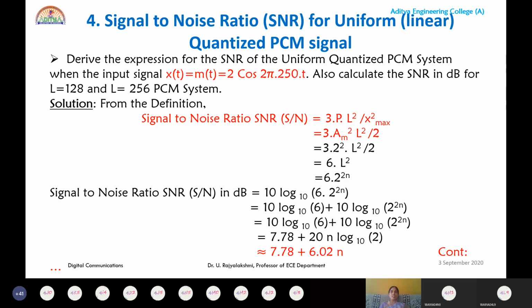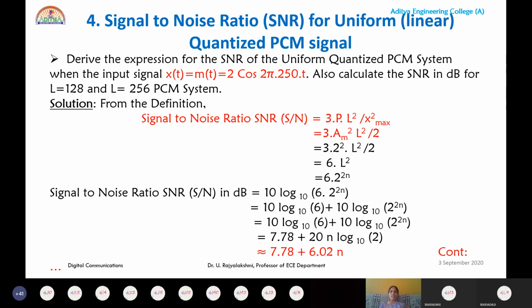So anyhow, the SNR general expression for this type of input signals x of t is 3 Am square L square by 2. And what is Am here from the given question? Am is 2 volts. So 3 into 2 square into L square divided by 2. Okay. So finally you got it as 6L square, because 2 square in the numerator and you have 2 in the denominator. So finally it is in the form of 3 into 2 square divided by 2. So it will be 6L square.